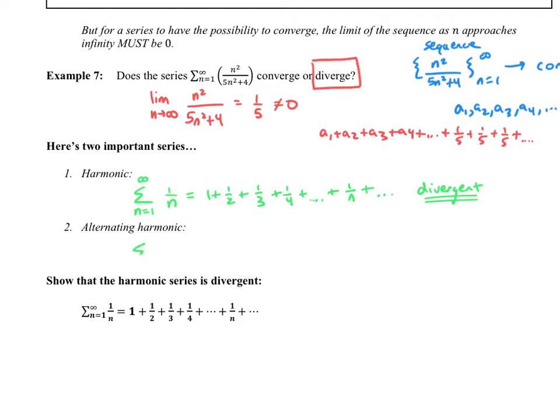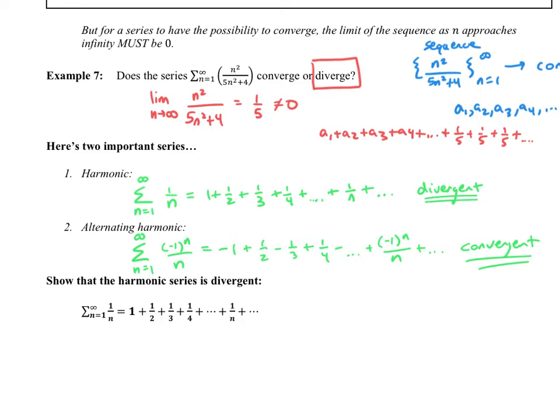The alternating harmonic, believe it or not, is very similar. However, it alternates, and it is convergent. We're going to get 1 minus 1/2 plus 1/3 minus 1/4, and so on. And this is convergent. So you need to memorize these two. They're super important. They show up all over the place. We'll look at the proof for alternating harmonic later when we do the alternating series test.